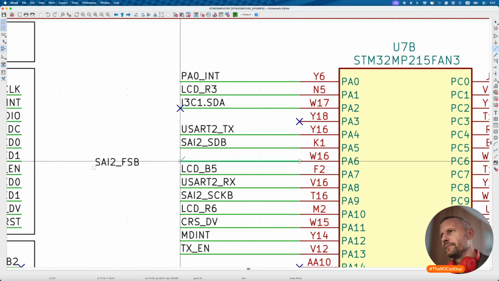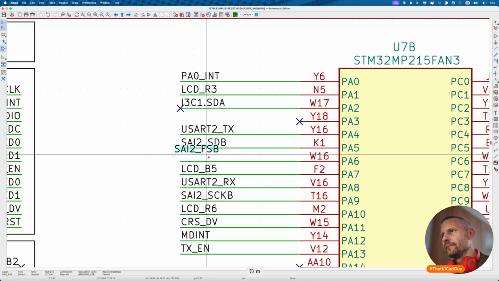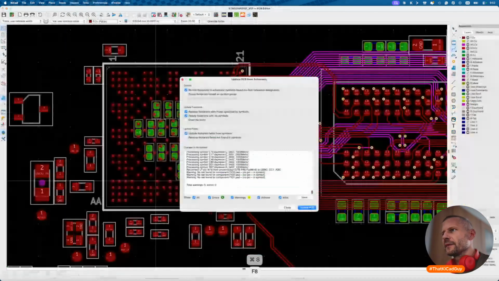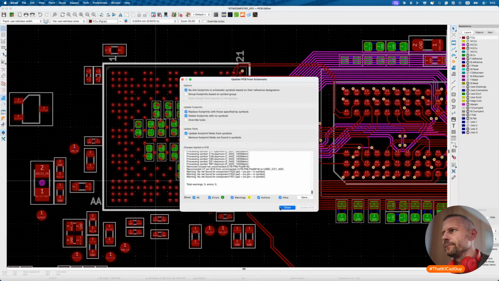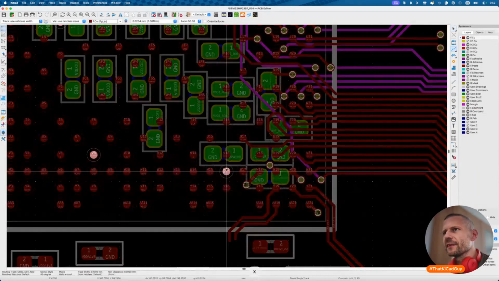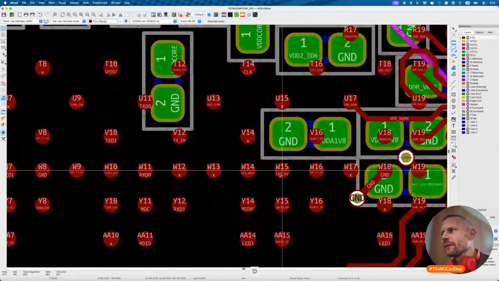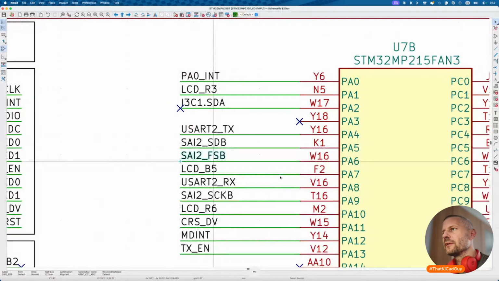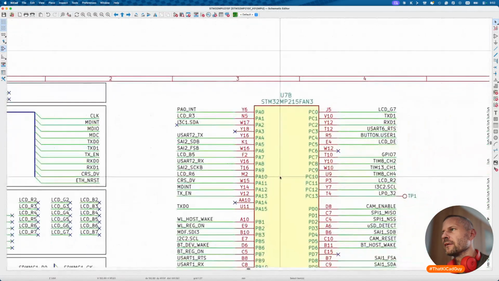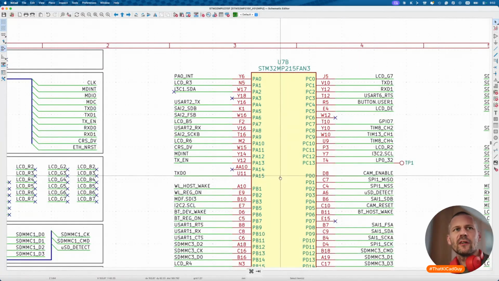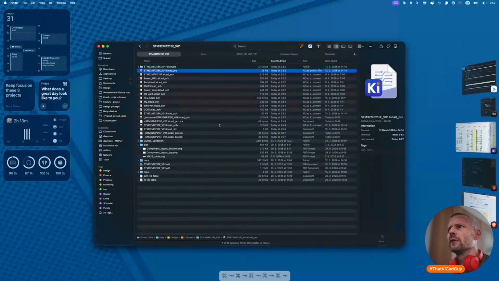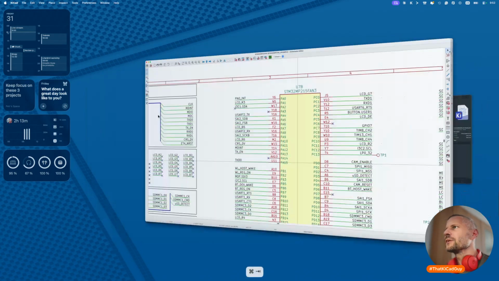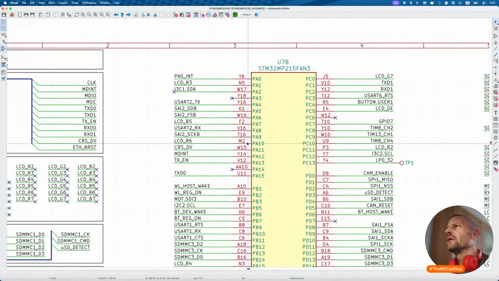Let's do it again. If the error persists, yeah, it persists. So now I have to check the schematic file, which is MPU, and check for the W16 connection. No, MPU, what's the sheet name? MPU.